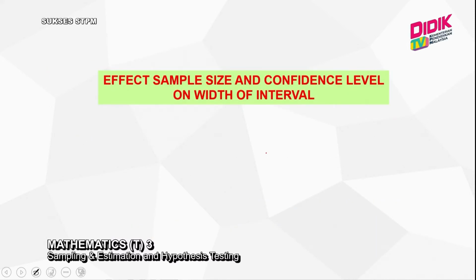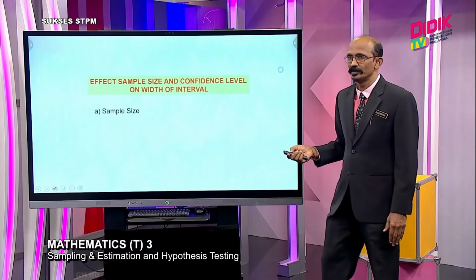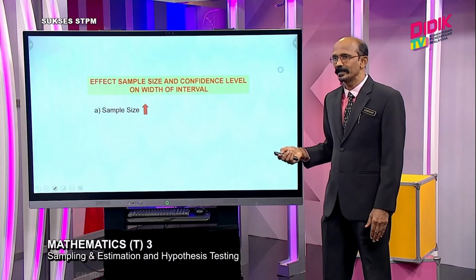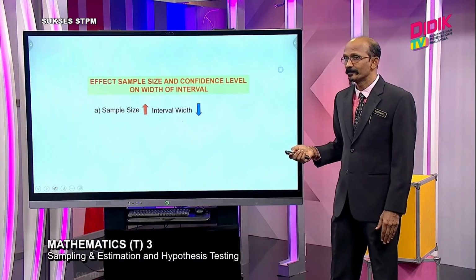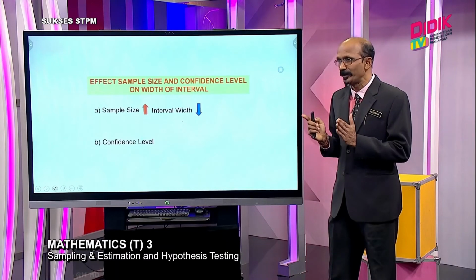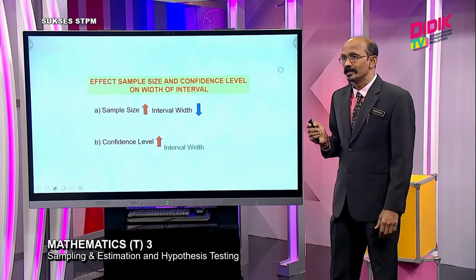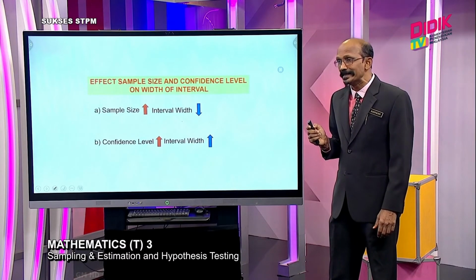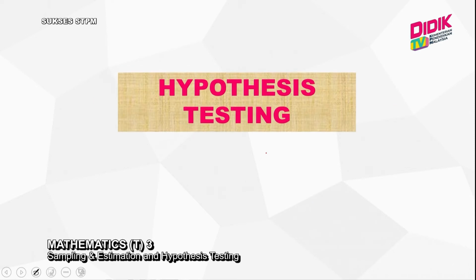So effect of sample size and confidence level on the width of the interval. This one you should know that when sample size increases, your width of the interval will decrease. So we want to make the interval become much more narrower. When confidence level increases, your interval width also will increase. So narrower is much better. We continue.